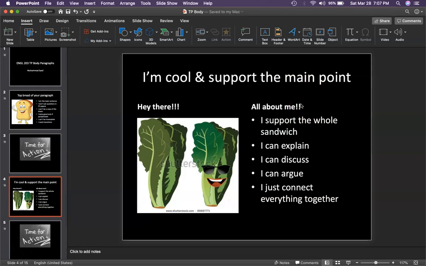These are your sub ideas. Right after the topic sentence, you can write an explanation to explain it further, to elaborate, to discuss, and you can put arguments there, agree or disagree. I just connect everything to this part. You can give explanation, discussion, examples, arguments, up to you how you want to do it.